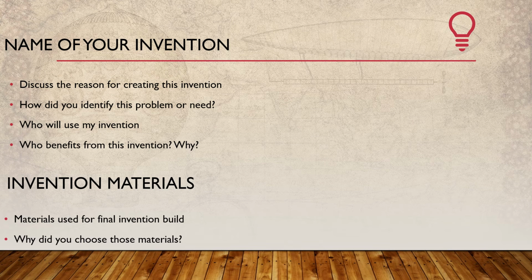Similarly, what are the things that need to be kept in mind when you're filing a patent? The name of your invention. You need to give a name to your invention or whatever new novel thing that you have discovered. Then you have to discuss the reason for creating this invention. How did you identify the problem and what is the need of this invention? Who will use your invention? What are the benefits? What are the expected outcomes? What is the future scope? You have to mention that.